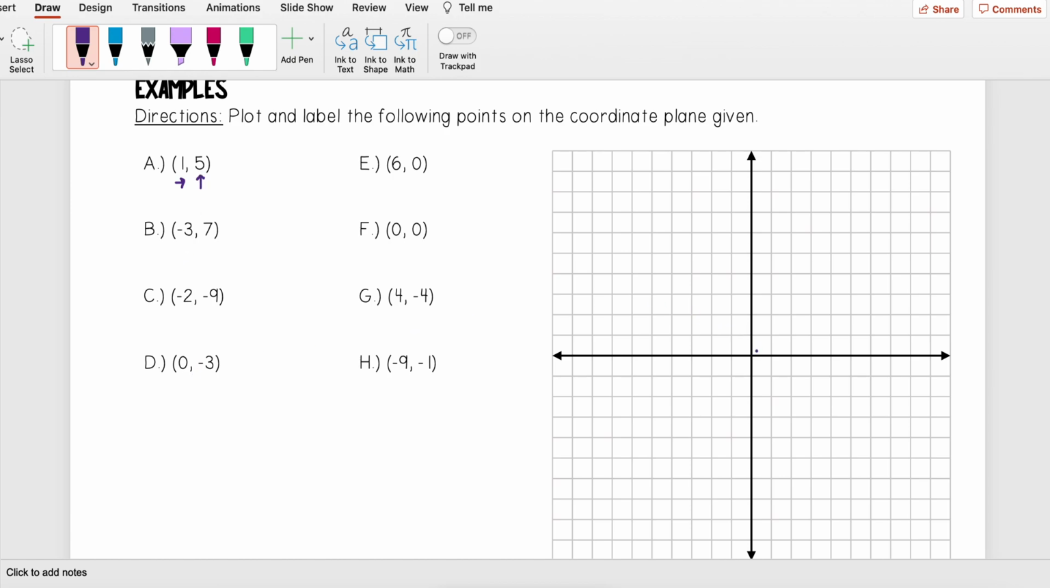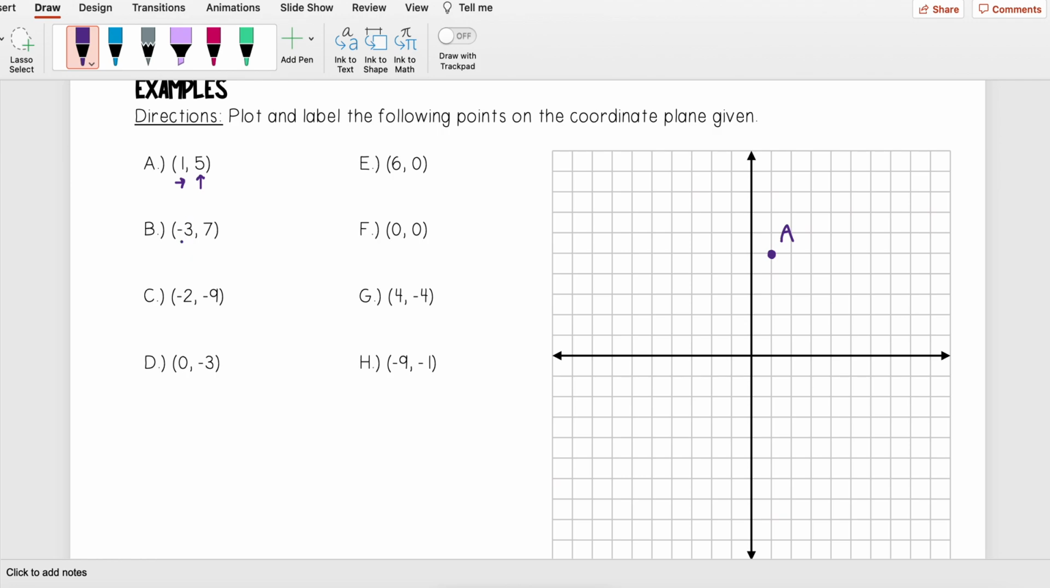So starting at the origin, I'm going to go right 1, and then I'm going to go up 5. So 1, 2, 3, 4, 5. And draw my point and label it as A. Okay, let's try the next one.